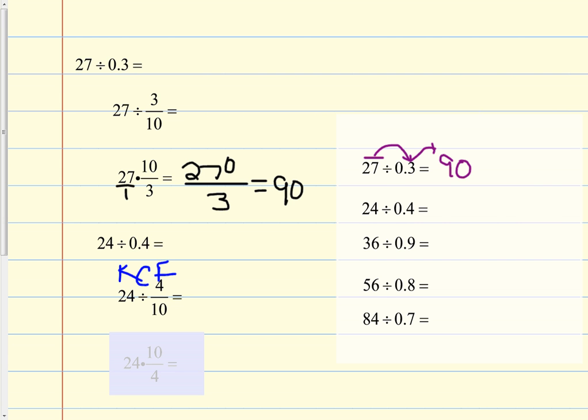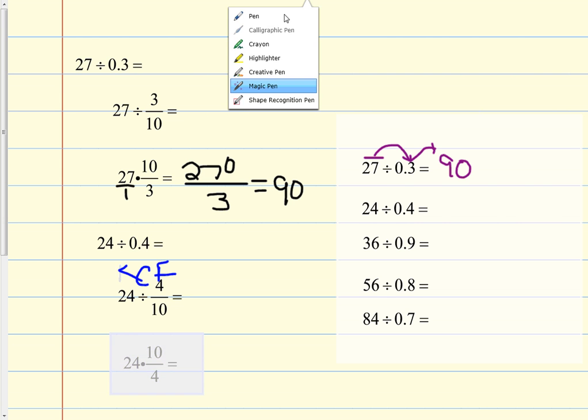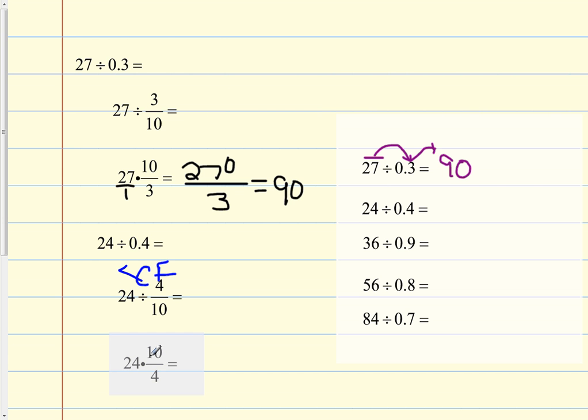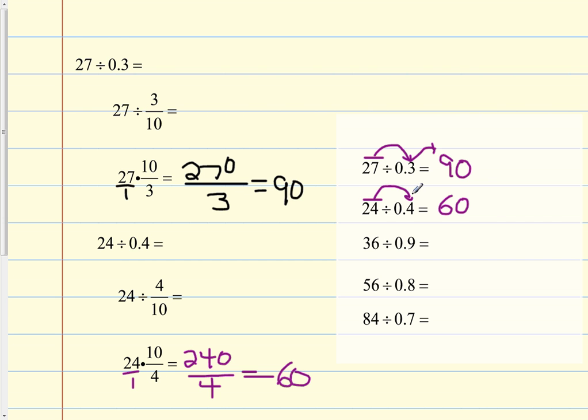Keep the 24, change the 4 tenths to 10 over 4, and we multiply them. So put that over 1. 24 times 10 is 240. 1 times 4 is 4. That becomes 240 divided by 4, which is 60. And I can now jot that down over here. Look at that: 24, we see a 4, and the answer is 60.